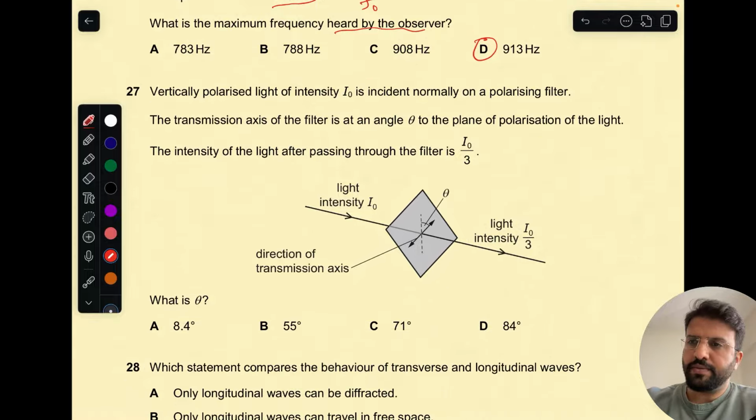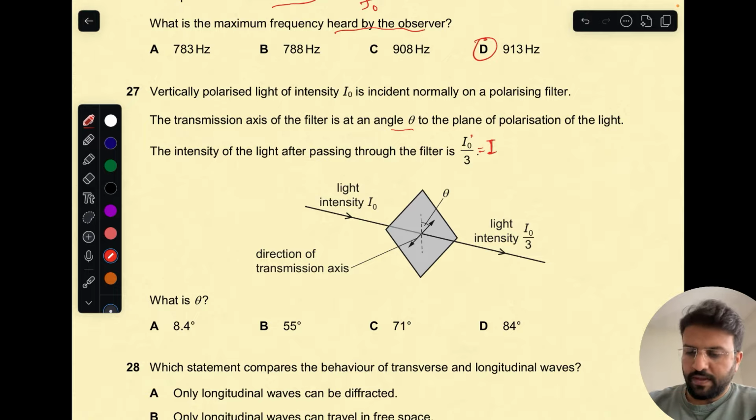In the next question, vertically polarized light I naught is incident normally on a polarizing filter. The transmission axis is at angle theta. The intensity of the light after passing is given as I. You have to find the angle theta.